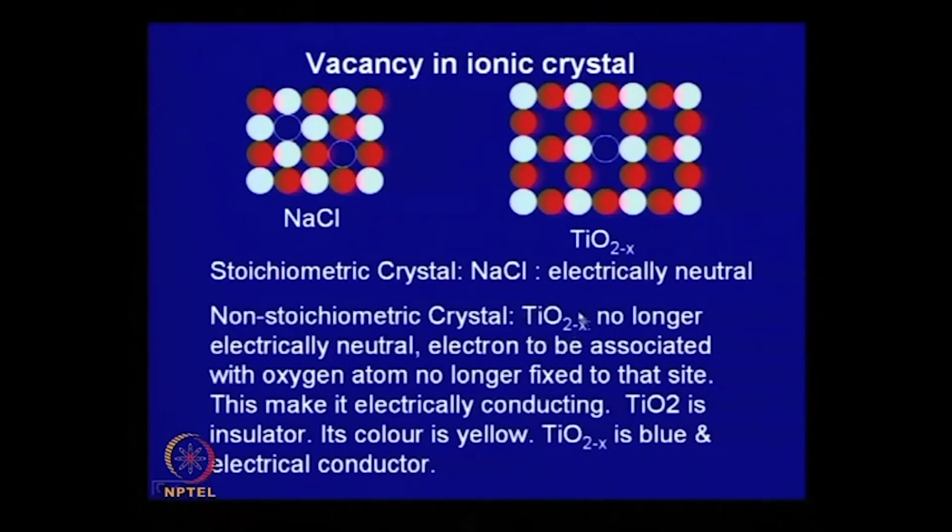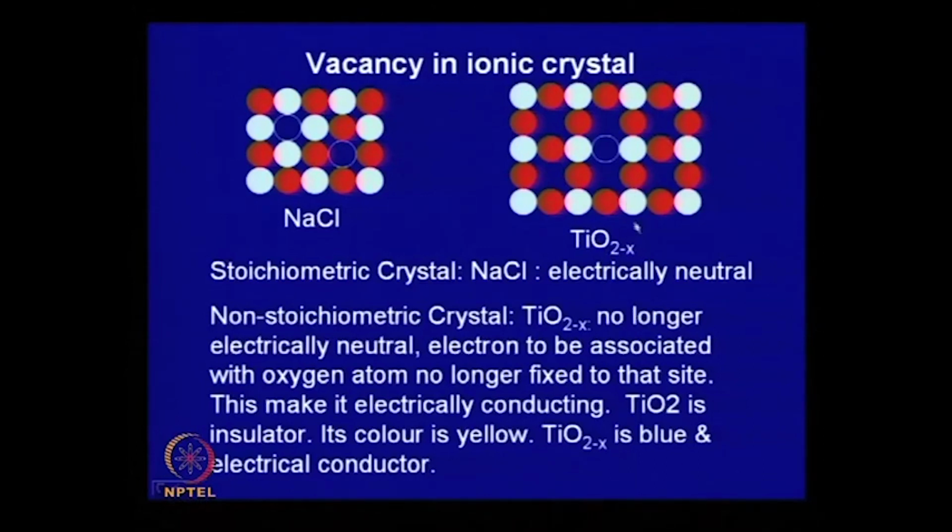So, in general you can write the chemical formula of this type of non-stoichiometric crystal like this, TiO2 minus X. X, of course, will be very small. In that case, this type of crystal will no longer be electrically neutral, and this changes its characteristics depending on the magnitude of X, particularly its electrical properties or its optical property, which will change significantly, as shown over here.